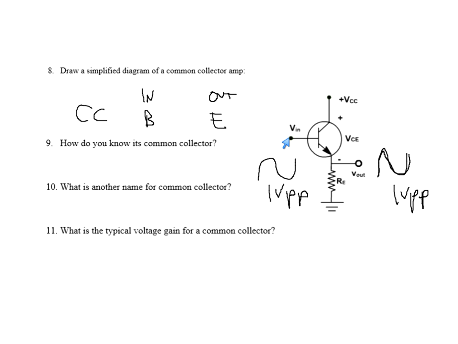So how do you know it's common collector? The input's on the base, the output's off the emitter. And what is another name for a common collector? Another name is the emitter follower. Because the output voltage on the emitter follows the input voltage on the base.